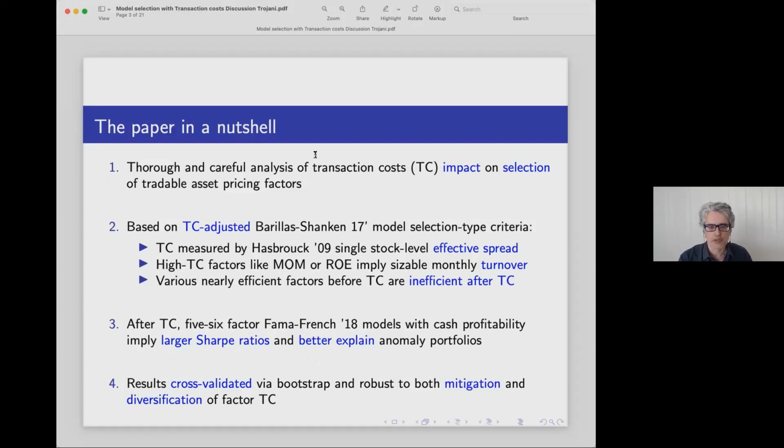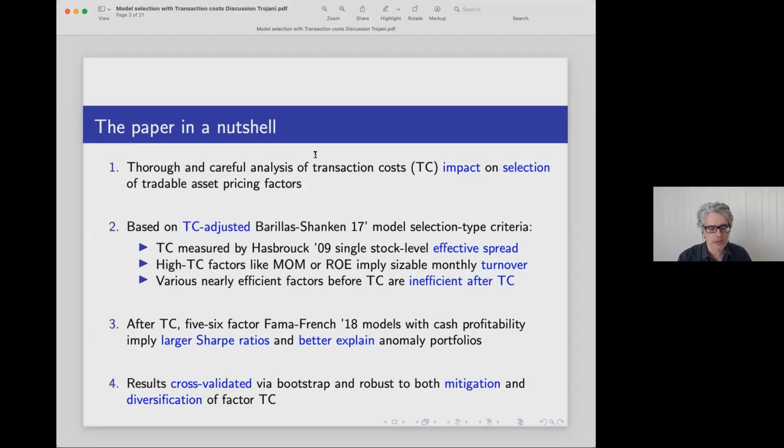Basically, the intuition is very clear. Factors which imply a lot of turnover are going to have net returns which are very different. Therefore, even though they may be near efficient, they can turn out to be very inefficient. And by systematically applying these ideas of correcting for transaction costs to the various selection procedures, the main conclusion is that common Fama-French factors, in particular using cash profitability, perform at least not worse or even clearly better than many other candidate factors.